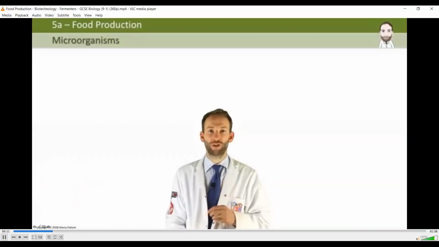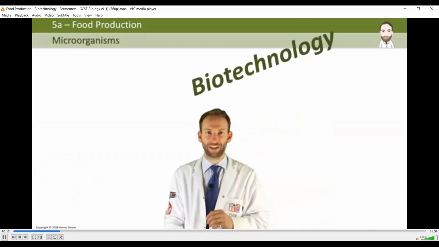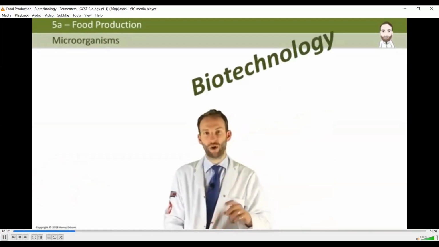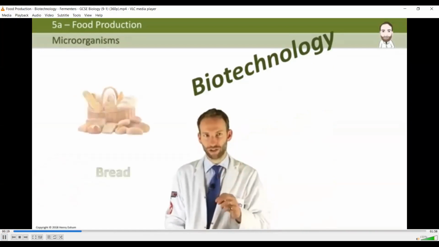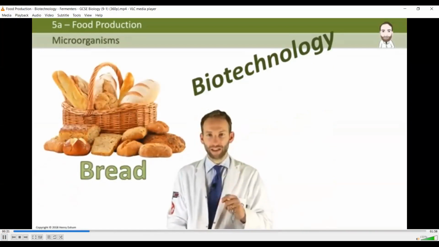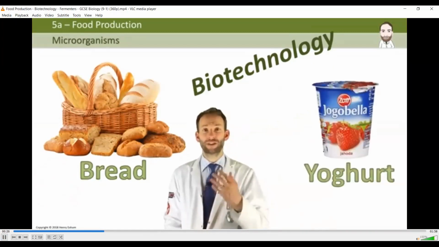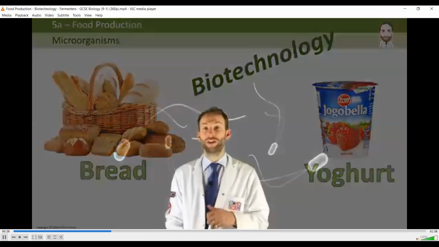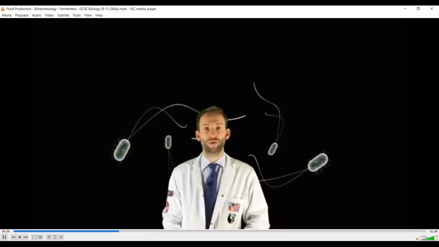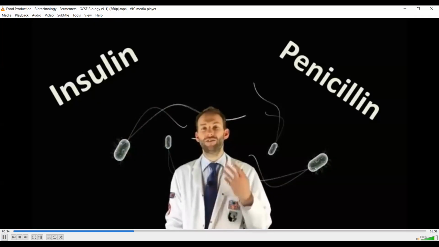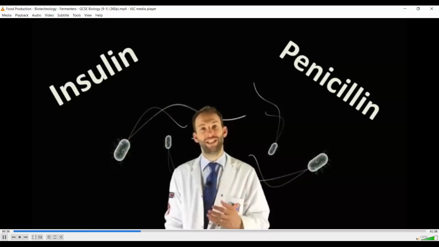Microorganisms can be used in food production. We call this process biotechnology. There are two examples you need to know about in real detail. One is how yeast is used to make bread, and the other one is how bacteria are used to produce yogurt. Microorganisms are clearly very useful. We don't only use them to make bread and yogurt, but all sorts of products such as penicillin or insulin. Therefore, getting as many of these microorganisms as possible is really, really useful.